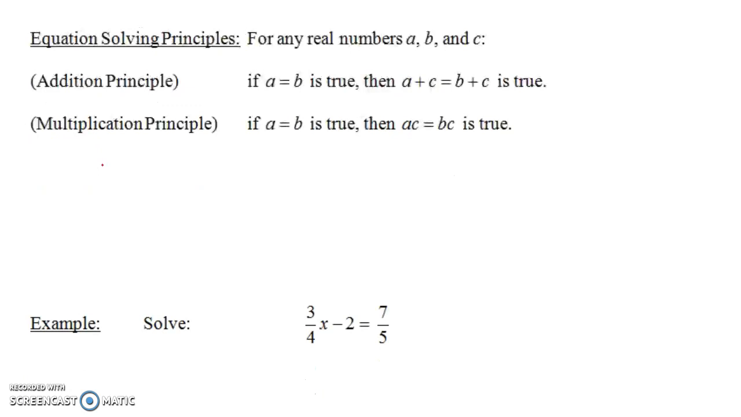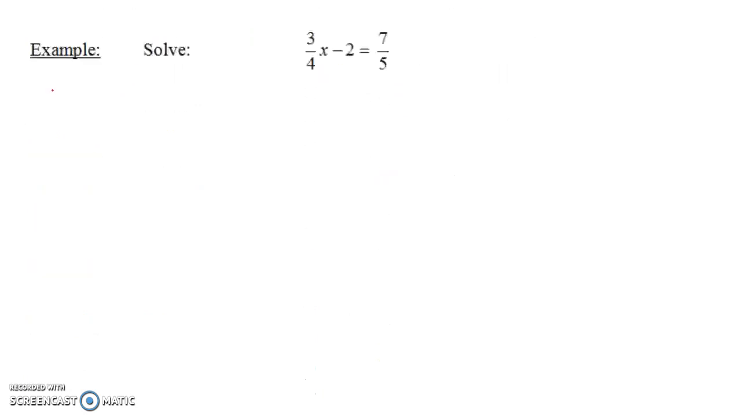Okay, now let's use these equation solving principles to help us solve some equations. So the first example says solve the equation 3/4 x minus 2 equals 7/5. So what we want to do is find a value of x that we can plug in here that will make the left side equal the right side. So how can we do that?